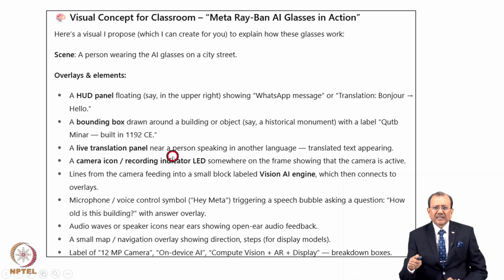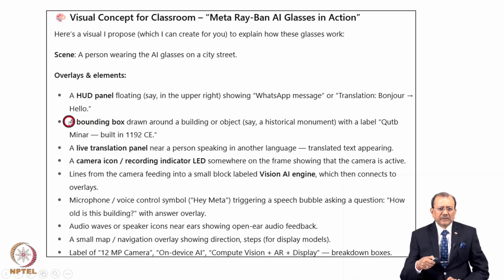This is being called Meta Ray-Ban AI glasses, and it has this kind of overlay and elements, HUD panels, then a boundary box around the building or objects, which gives that information to the ear of the person. A live translation panel, this is also very important to understand. Even if you are speaking some other language, it will translate that. The computer understands the language.